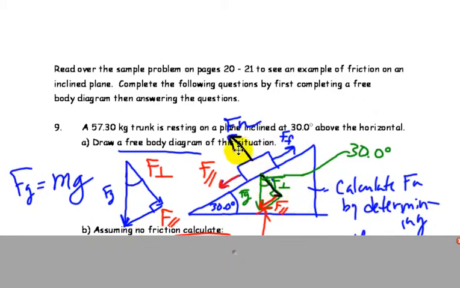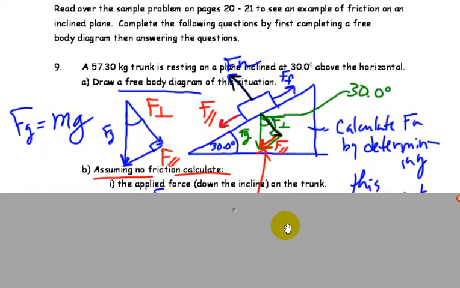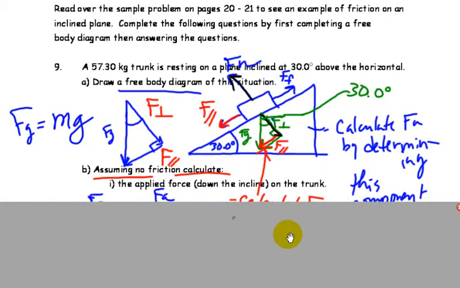So to figure out Fn, we need to know F perpendicular. To figure out the force applied down the plane, it's really F parallel. And of course Fg can be calculated by mg. So look at a couple of cases here. The first one involving no friction.